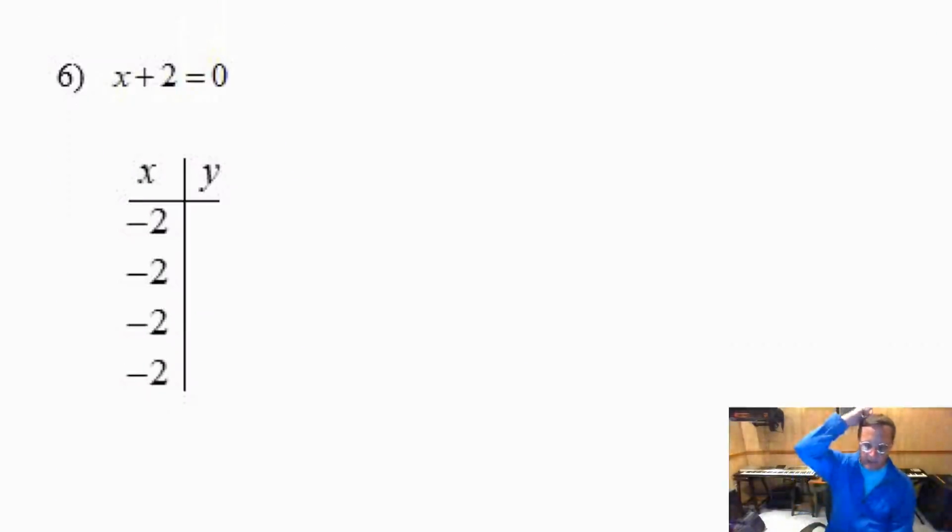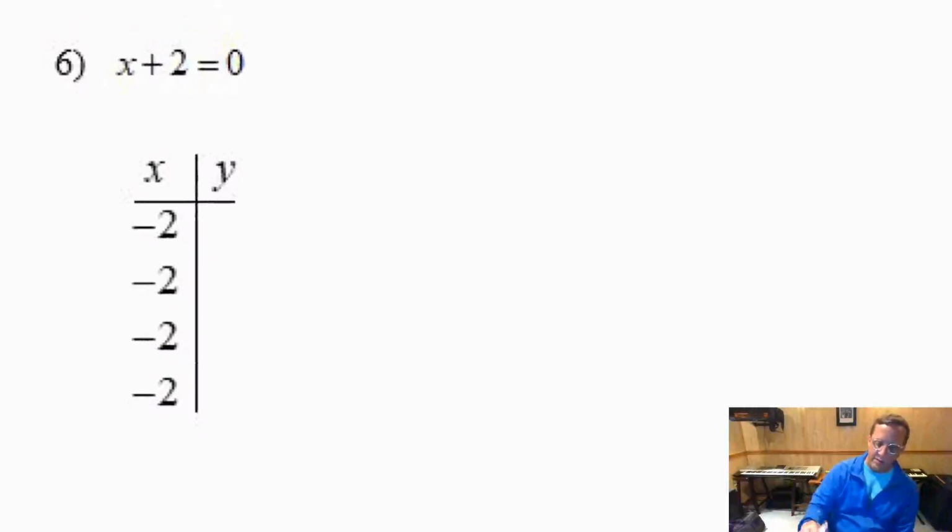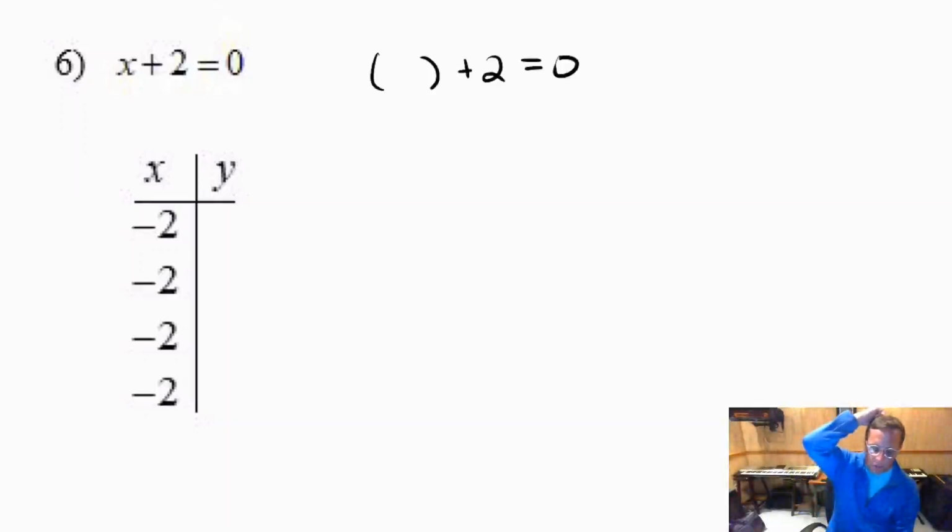For number 6, we've got -2, and so if we put in -2 for x, we don't have to do this every time and then solve it. Notice there's no y. Notice there's no y to solve. So what do we do with that information?